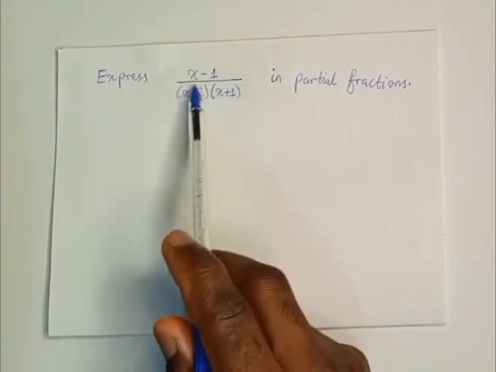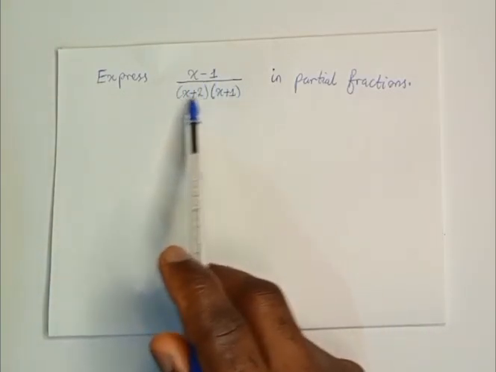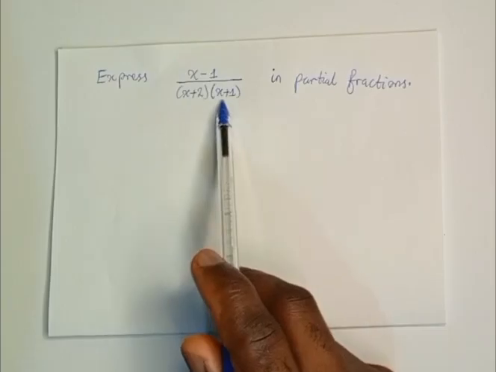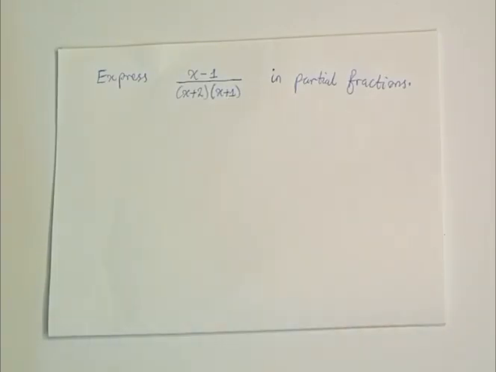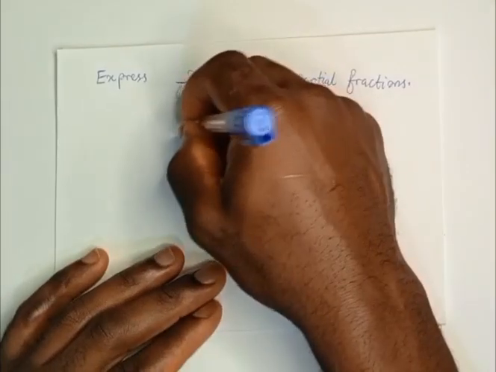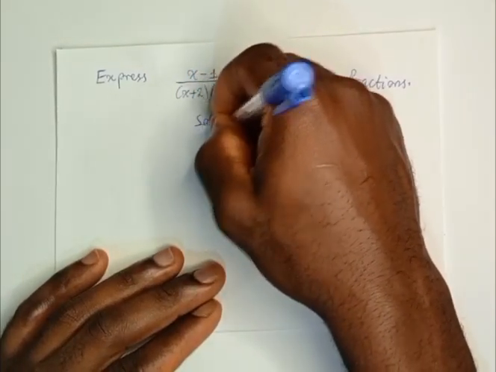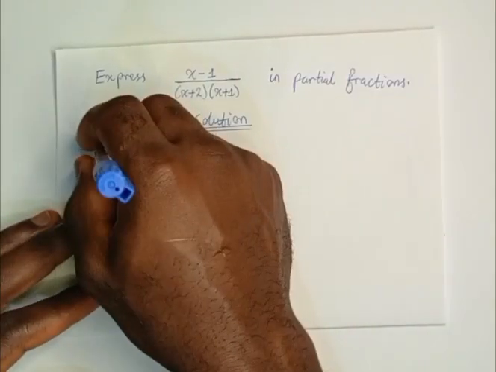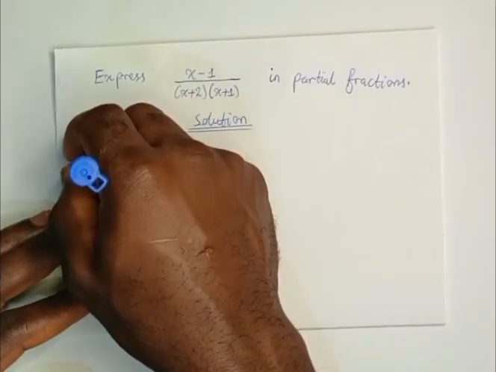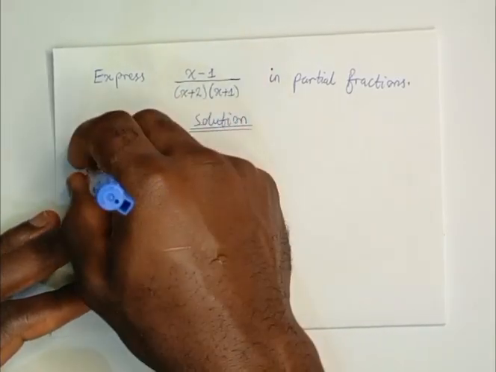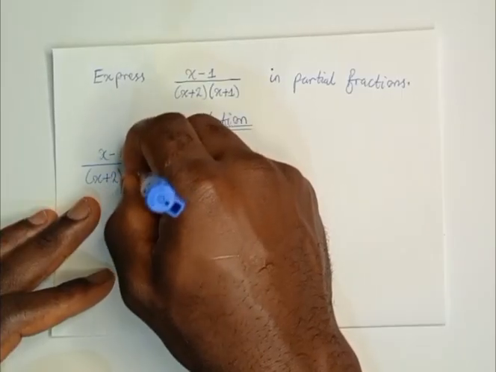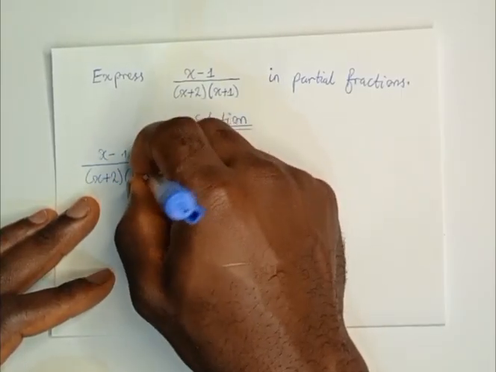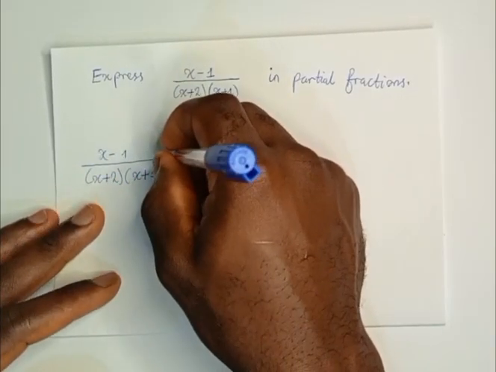Express (x minus 1) all over (x plus 2)(x plus 1) in partial fractions. Solution: we have to express (x minus 1) all over (x plus 2)(x plus 1) in partial fractions.